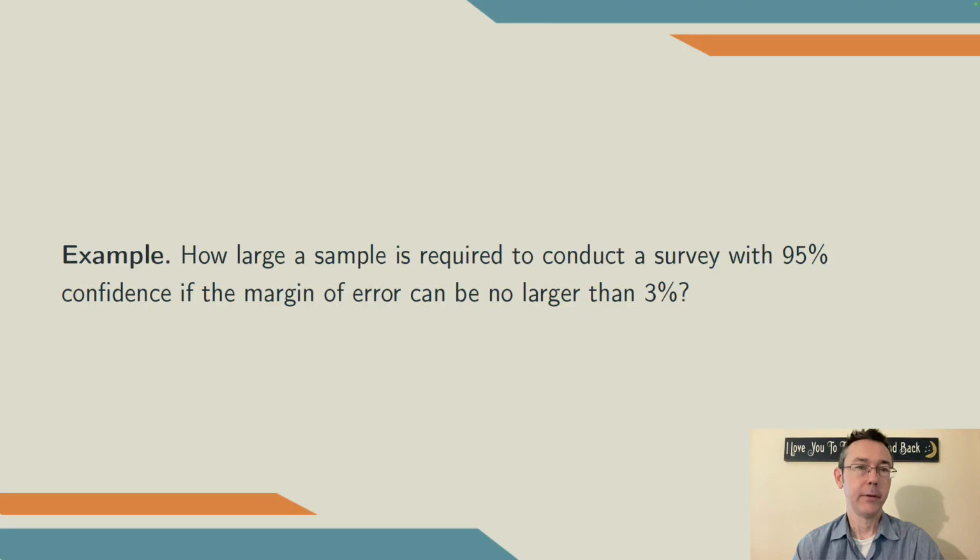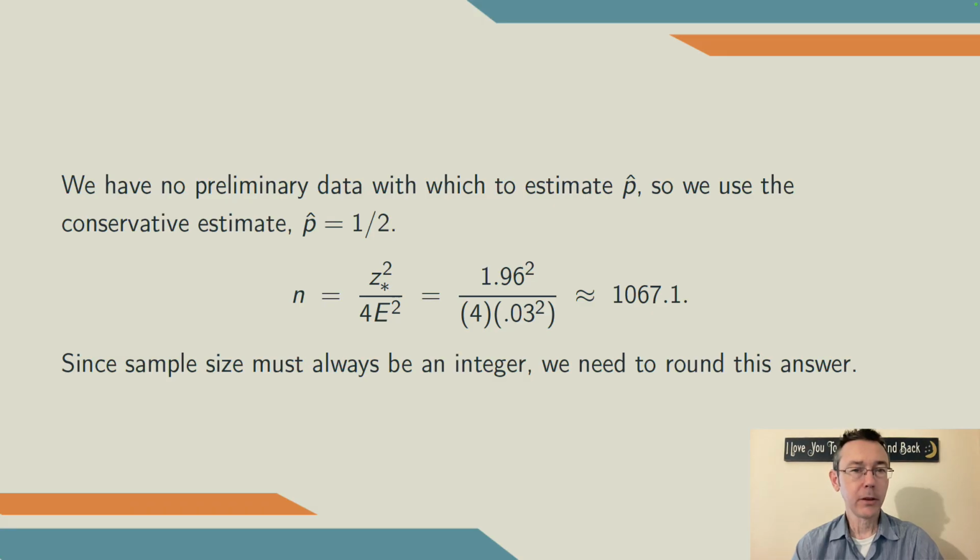How large a sample is required to conduct a survey with 95% confidence if the margin of error can be no larger than 3%? I recommend pausing the video here, trying this on your own before seeing my solution. We don't have any preliminary data, so we want to use the most conservative estimate for p hat, 1/2. The formula is z star squared over 4e squared. We're going to use z star as 1.960. That's the critical z-score corresponding to a confidence level of 95%.